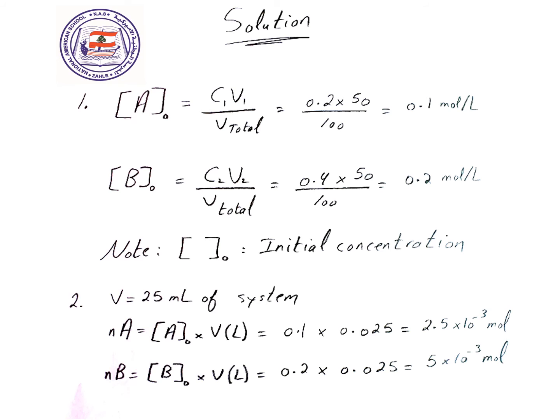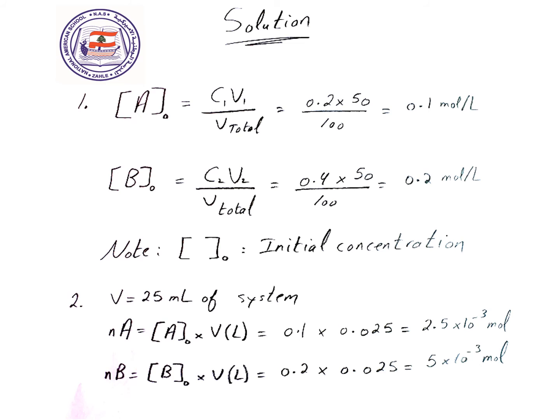Now, what's the initial concentration of B? Likewise, we put B inside the bracket and we put 0 on the outside. This equals C2 V2 divided by V total. Plugging in the values, C2 is 0.4, V2 is 50, and of course V total is 100. The answer comes out to be 0.2 mole per liter. This is the answer for part 1 of the application.